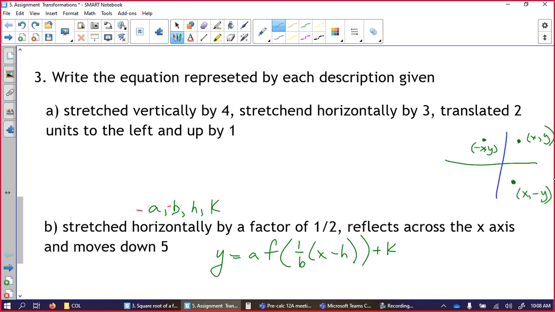So if it's a reflection across one axis, if it's across the y-axis, you're changing your x, so you would put a negative here. If you were reflecting it across the x-axis, you're changing the y. So the A deals with the y and the B is the x part. Does that help? Yeah.